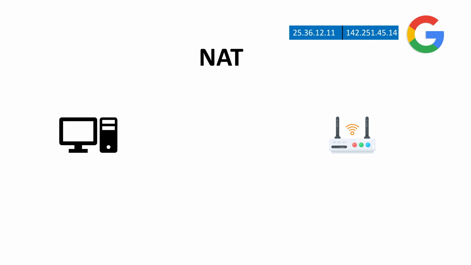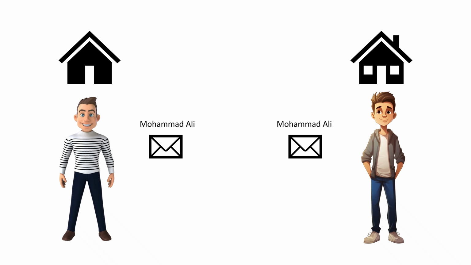Why? Because private IPs are reused everywhere. You and your neighbor might both have the same private IP address, but you cannot have the same public IP. Imagine 2 people named Muhammad Ali in the same neighborhood. If they send mail, do they only put their names? Of course not. They include their home address, or it will get mixed. They will not know which Muhammad Ali sent this mail.